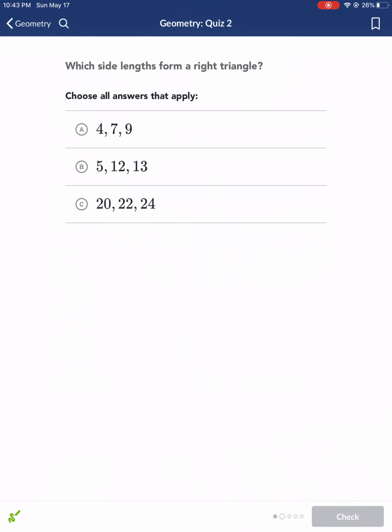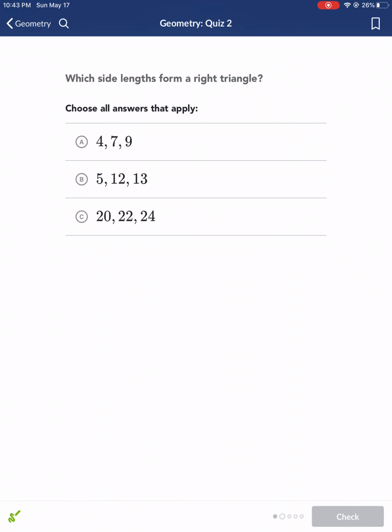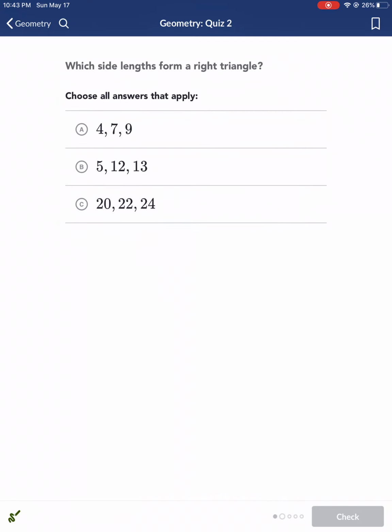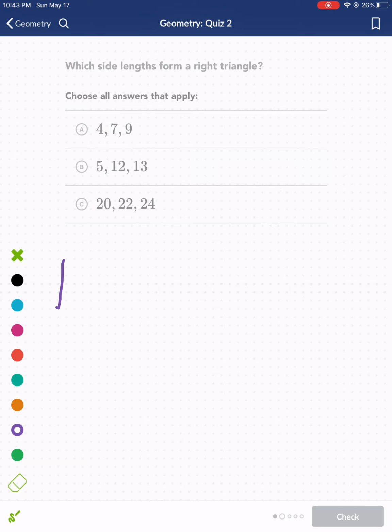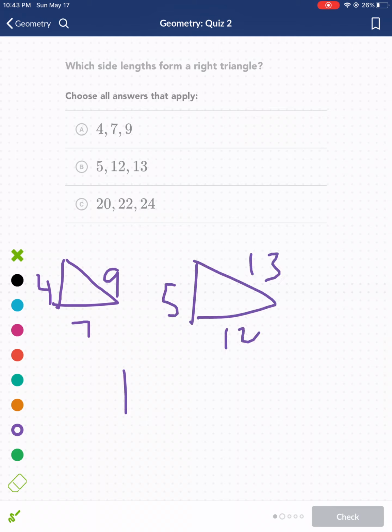Okay. Here's where they don't give us a triangle, but we have to click all that apply. So if we did have our triangles, this would be 4, 7, 9, 5, 12, 13, 20, 22, 24.